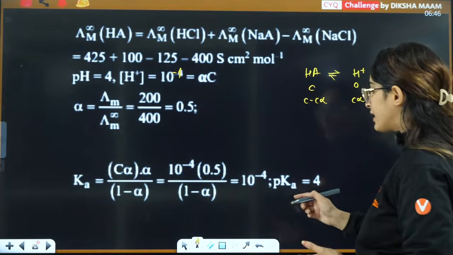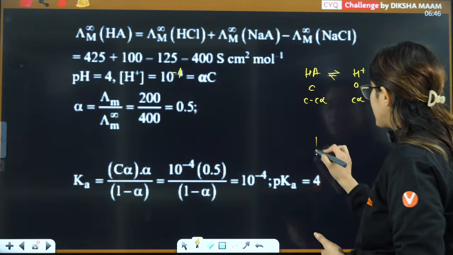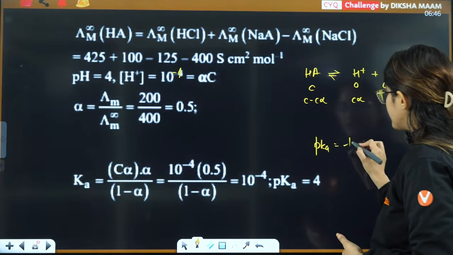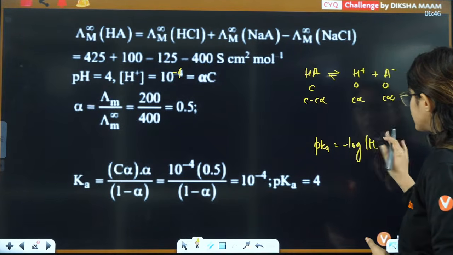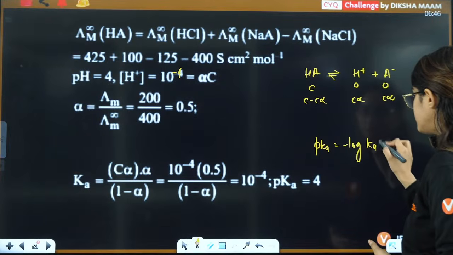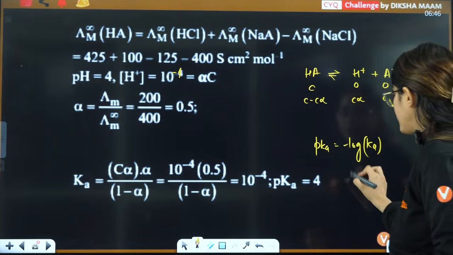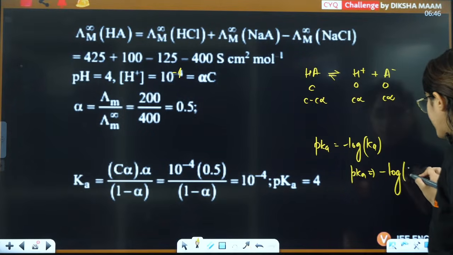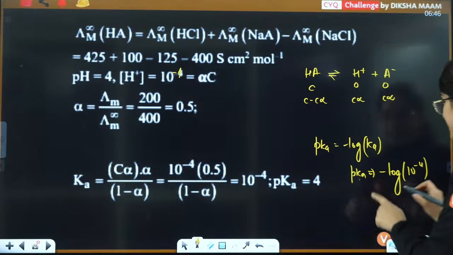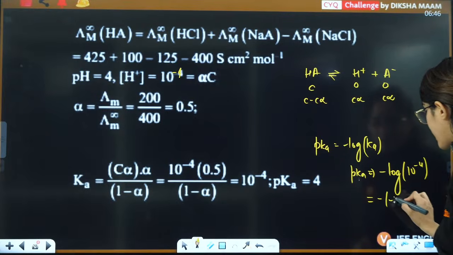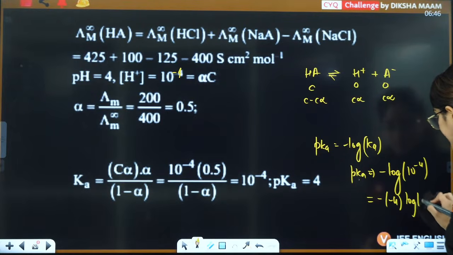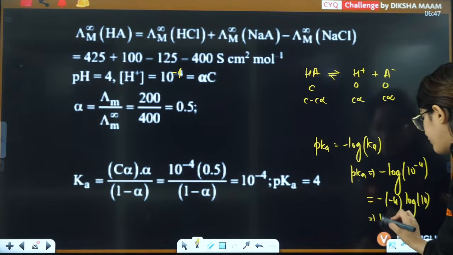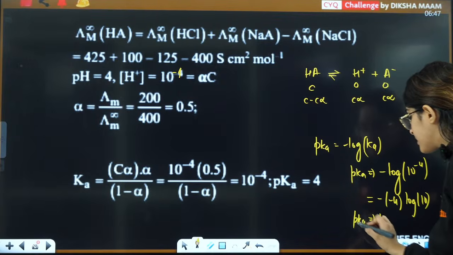Take the log here. Then pKa, what is pKa, guys? pKa is equal to minus log of Ka. Ka is given to be 10 raised to power minus 4. This is minus log 10 raised to power minus 4. Minus will come in front, so minus of minus 4. Log of 10 is nothing but 1. So 4 is the correct answer here.